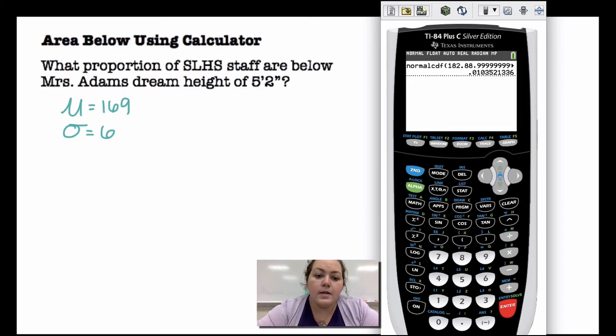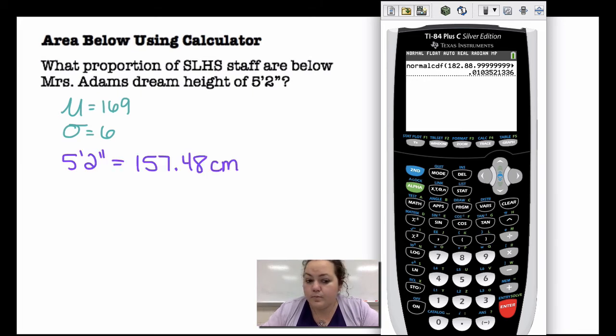All right, the next one, area below using the calculator. What proportion of SLHS staff are below Miss Adams' dream height of 5'2"? So mu is 169. The standard deviation is 6. 5 foot 2 inches is equal to 62 inches, which is equal to 157.48 centimeters.